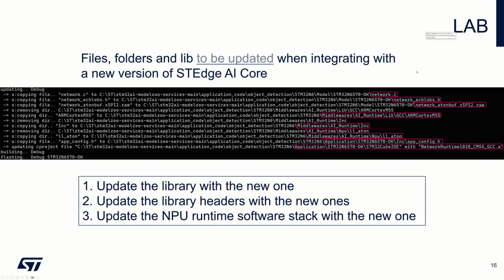If the version of the STHAI core is the same, then you need only update the model. So in this case, it is a little bit more simple. So we need to update only network.c, network_ecblobs.h, and you need to flash new memory initializers.